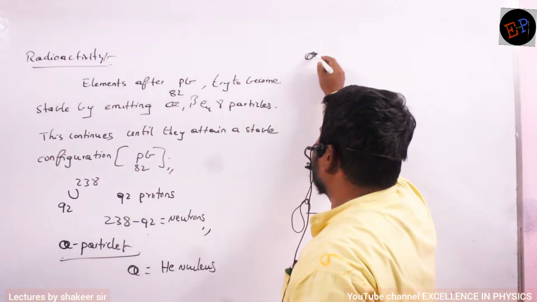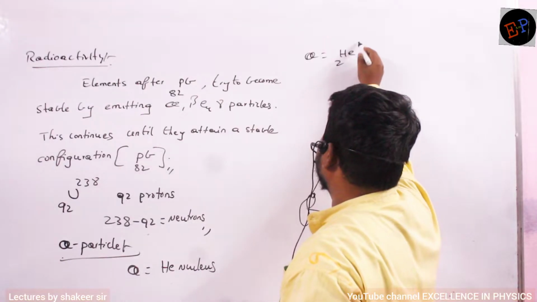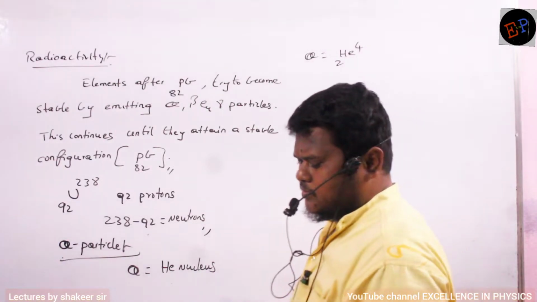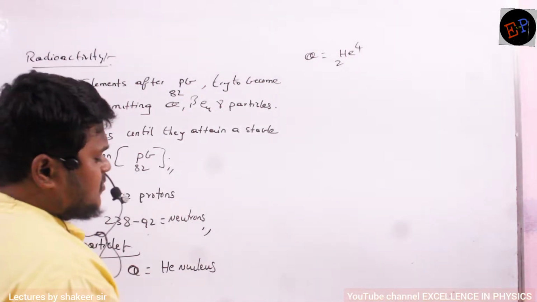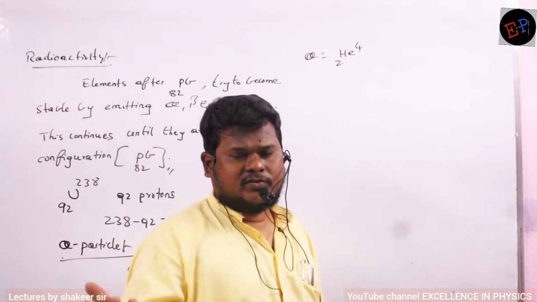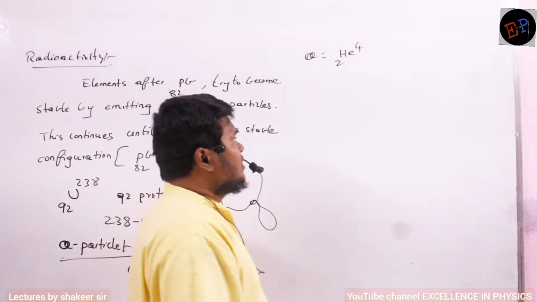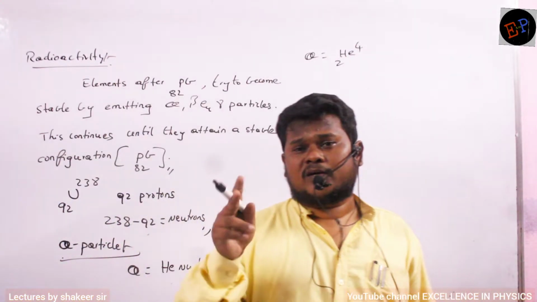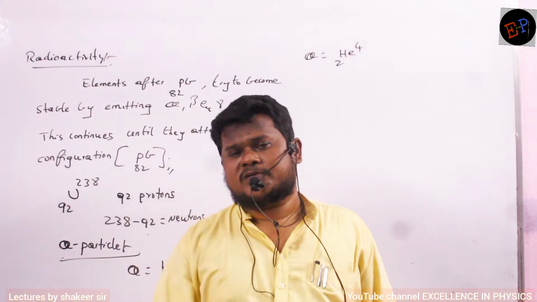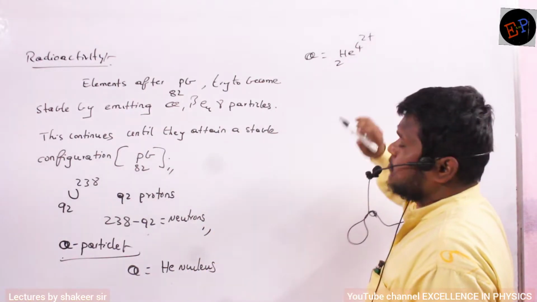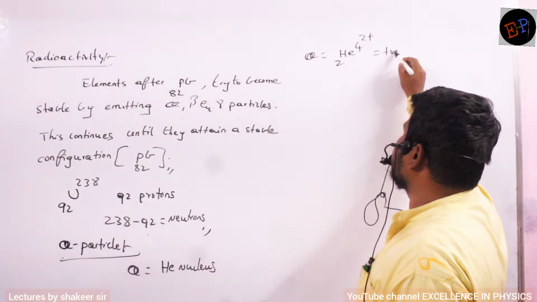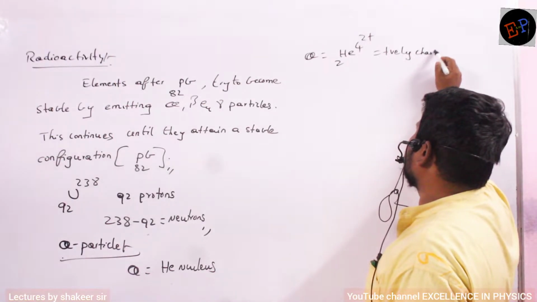So therefore an alpha particle can be written as helium-2-4. We know its atomic number is 2. It means the number of protons will be 2. And what is the mass number? The mass number is 4 because there are 2 protons and 2 neutrons. Because we have removed the 2 electrons, only protons are present. So therefore the charge of the helium nucleus will be 2 plus. Therefore it is a positively charged particle.